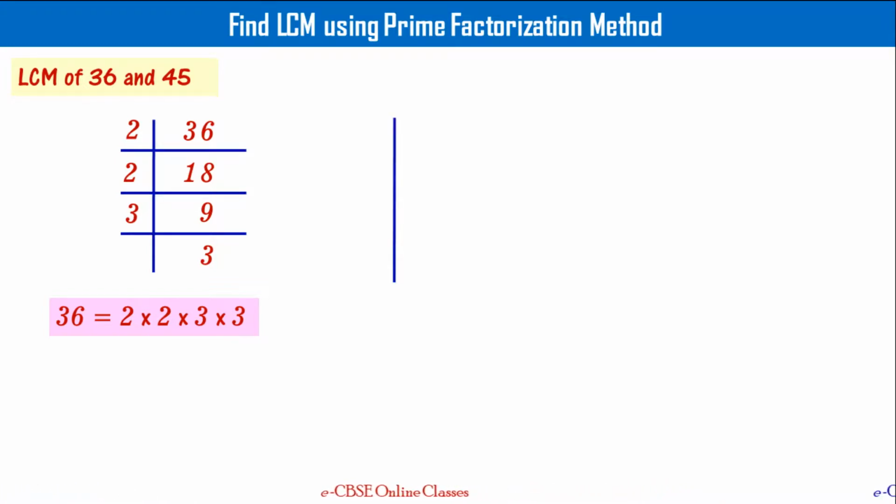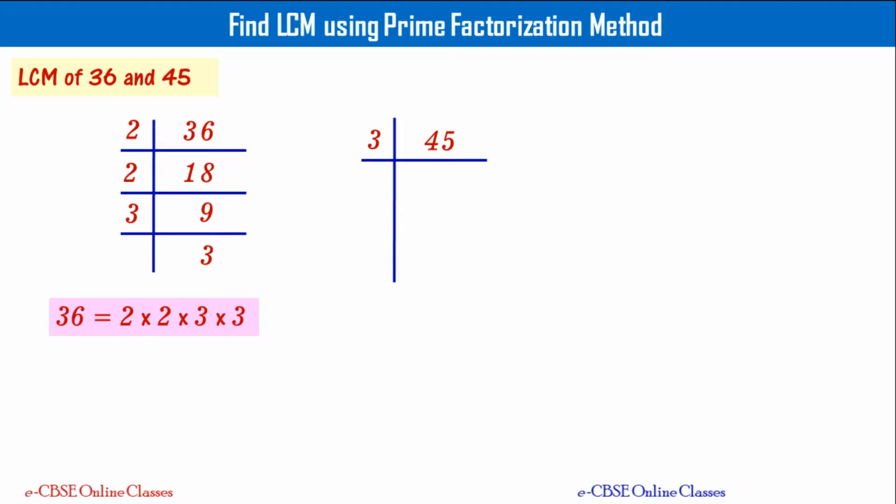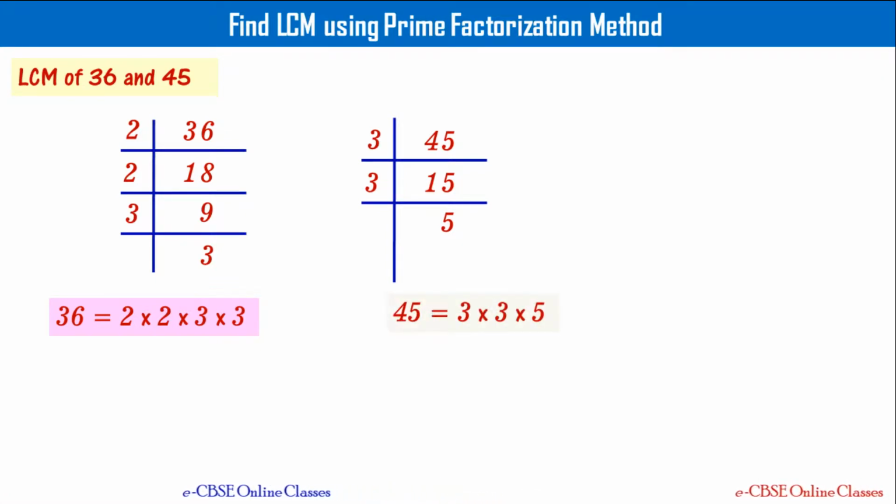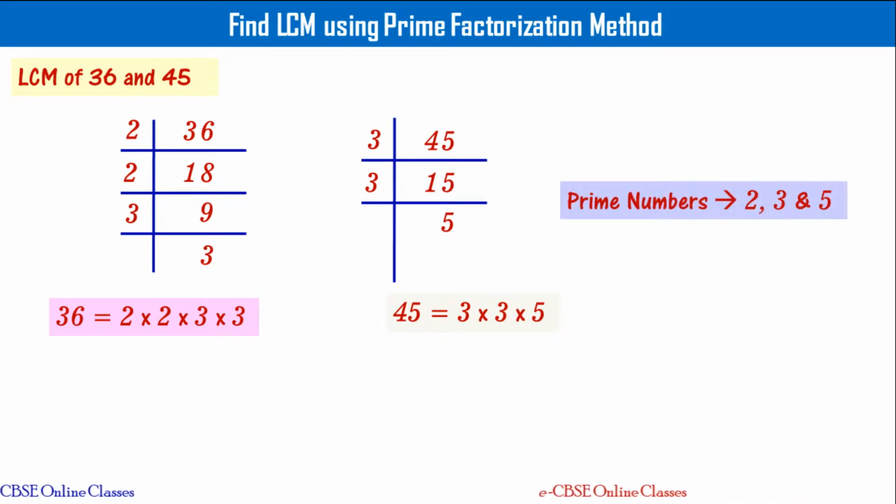Let's write 45 as a product of prime factors. To do that, let's divide 45 by 3, you get 15. Divide that by 3, you get 5. And 5 is a prime number, we stop there and write 45 as 3 times 3 times 5. And when you observe these two, the prime numbers involved are 2, 3 and 5, right?